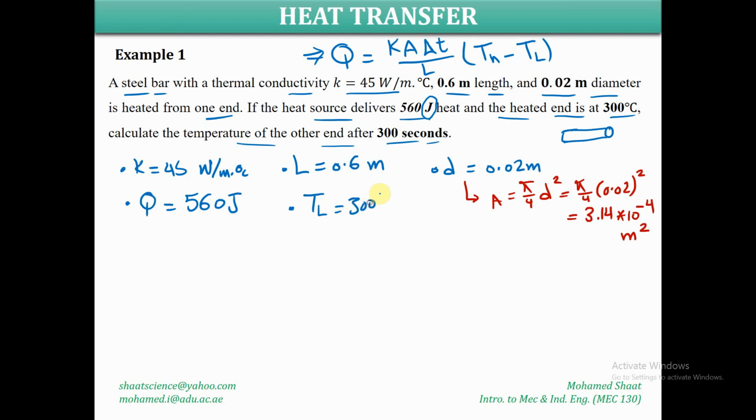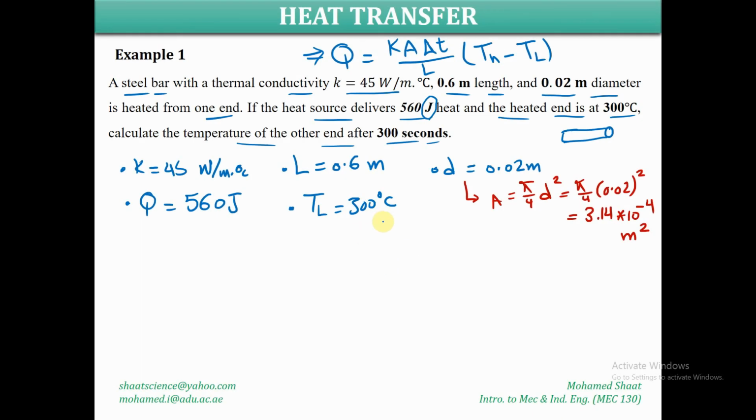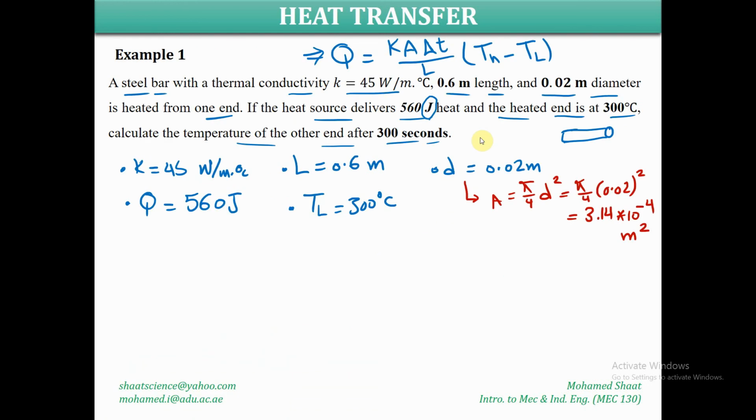It is 300 degrees Celsius. So the 300 degrees Celsius is the temperature of the entire bar, because he mentioned the heated end was at 300 degrees Celsius. Before we delivered the heat, there was no heating to this bar. This bar should be uniform at the same temperature level. So assume that it is already at the same temperature level.